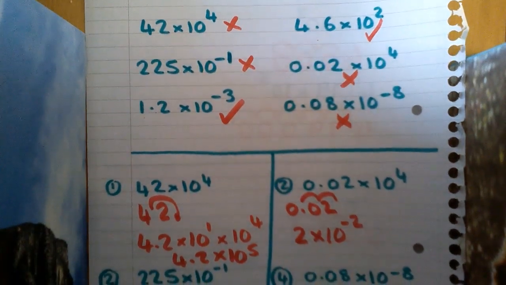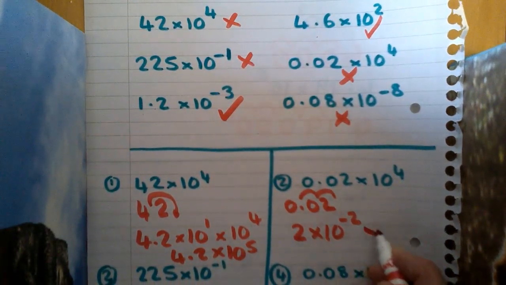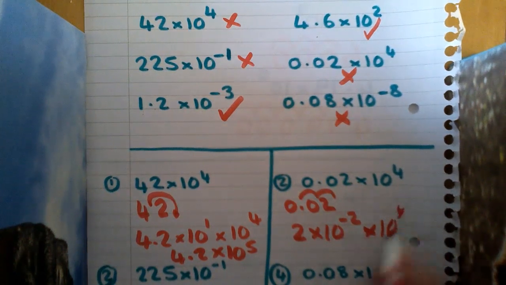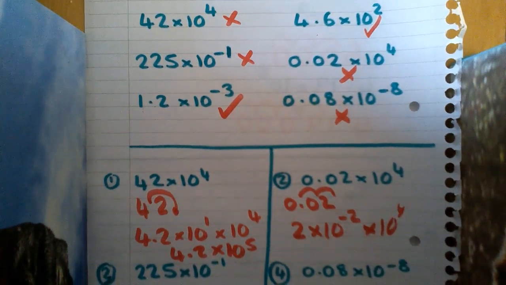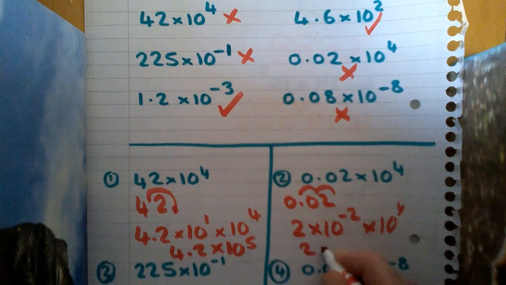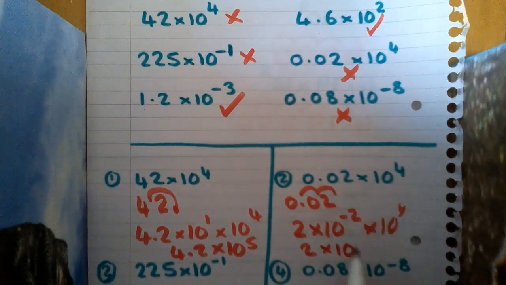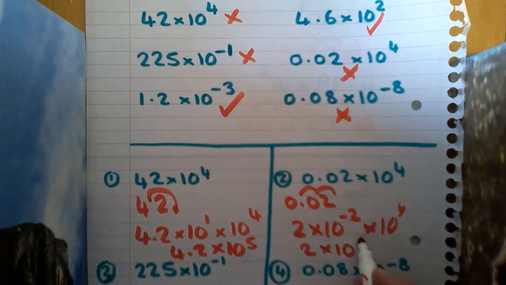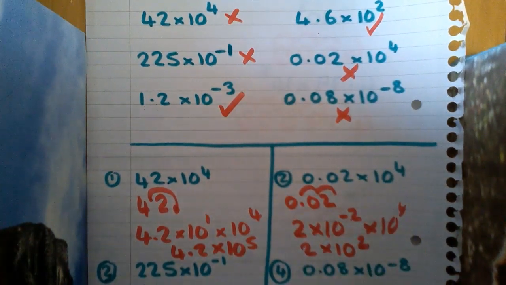Okay, so now we have that times 10 to the 4 at the end again. And remember, we add the indices. So it's going to be 2 times by 10 to the minus 2 plus 4 gives me 2. And that's the correct answer.